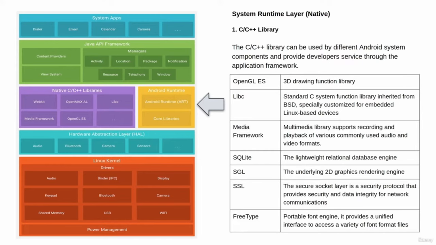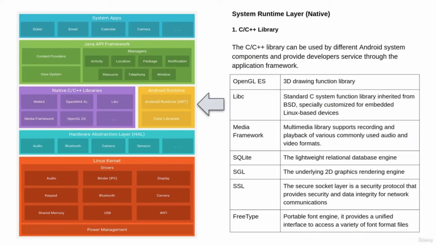And then we have SGL. SGL stands for Simple Graphics Library. So this is the underlying 2D graphics rendering engine for Android. And then we have SSL. So this is a very common security protocol. So the secure socket layer is a security protocol that provides security and data integrity for network communication.